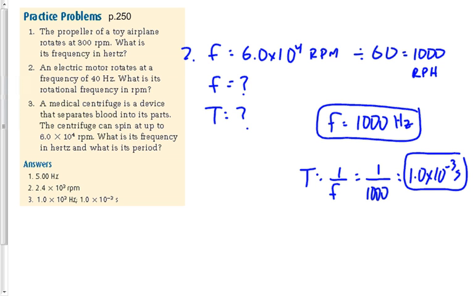So you get 1,000 revolutions in 1 second, and it takes 0.001 seconds to make 1 complete revolution. So it goes pretty quickly, right? It spins pretty quickly. Okay, that's why we're able to separate the components of the blood.